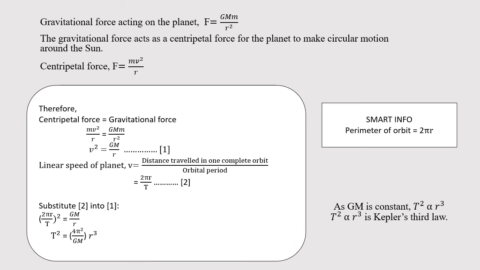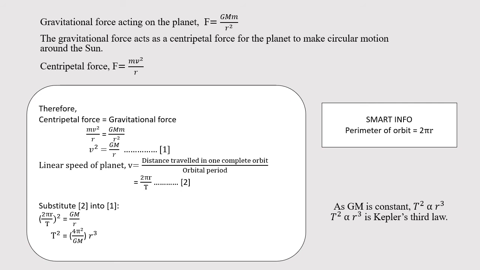mv squared over r is also equal to GMm over r squared. And we will get v squared equal to GM over r, and this is our equation 1. Linear speed of planet v equal to distance traveled in one complete orbit over orbital period, and it's also equal to 2 pi r over T, and this will be our equation 2. So we substitute our equation 2 into our equation 1.